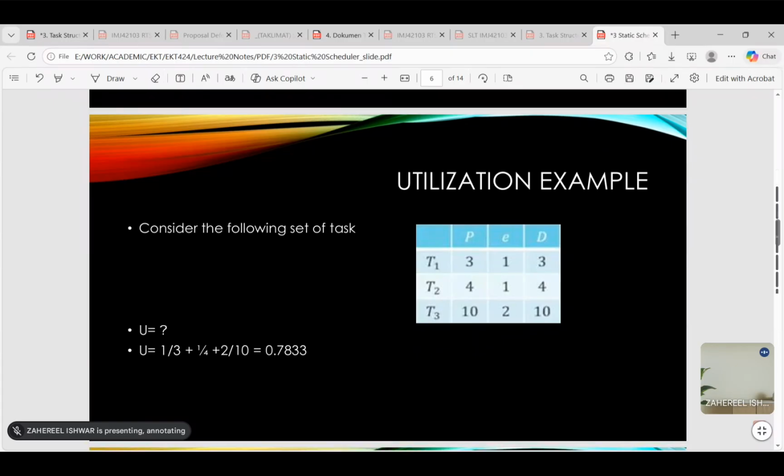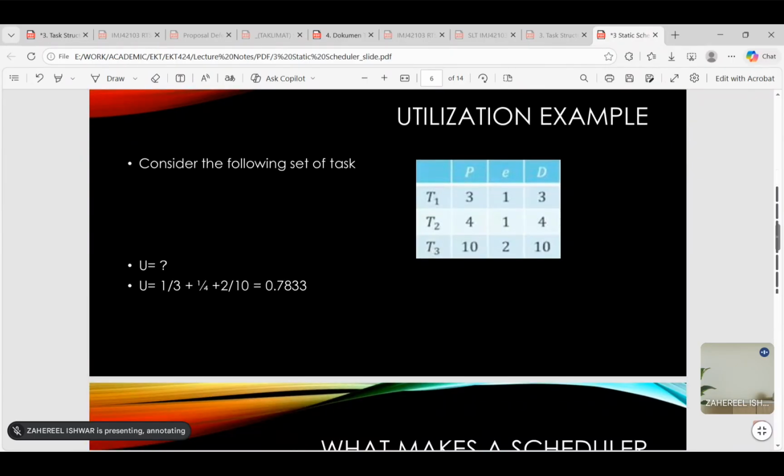Utilization example. So how do we calculate U? Well, we take E over P, right? 1 over 3, 1 over 4, 2 over 10. So the value is 0.7833. So that's the total utilization, meaning 78.33% of the time, the CPU is being utilized by one of these 3 tasks. Okay.